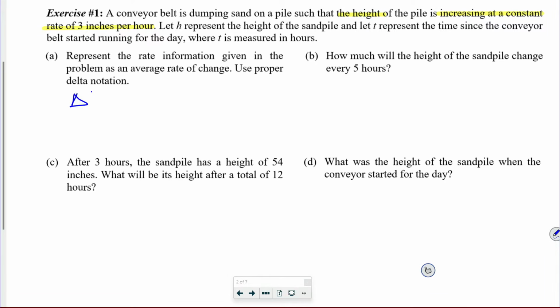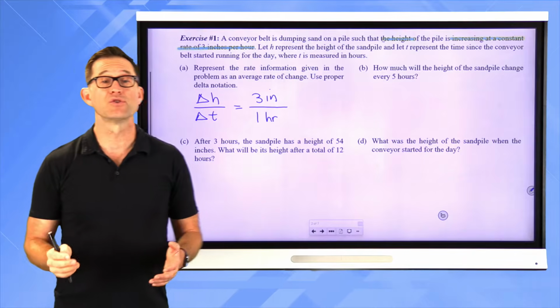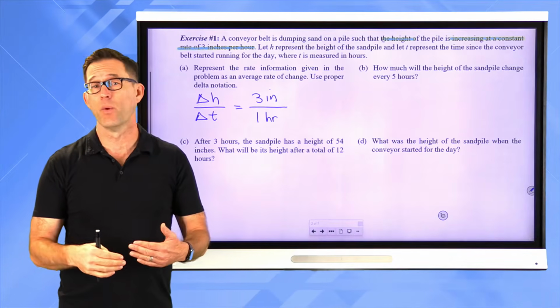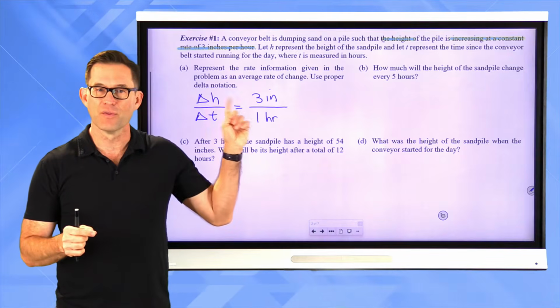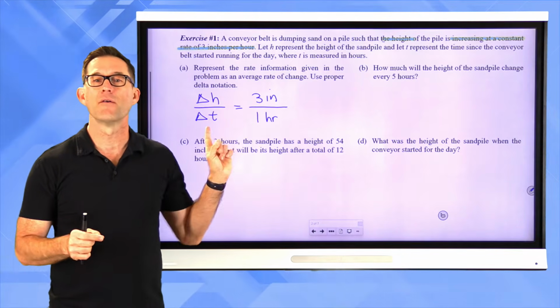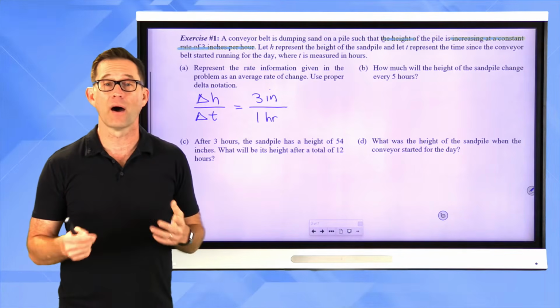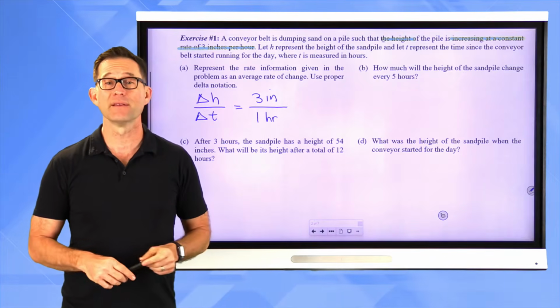We say that the change in the height divided by the change in time is equal to 3 inches divided by 1 hour. And you could just write it as 3 inches over hour if you want, where the 1 is implied. But it's really nice to kind of think about this. The change in height is 3 inches for every 1 hour that time changes. All right, let's take a look at letter B.